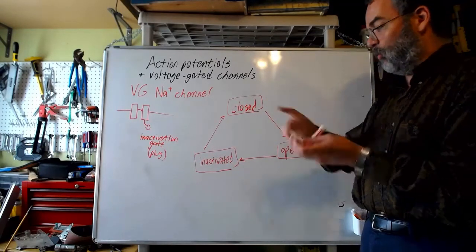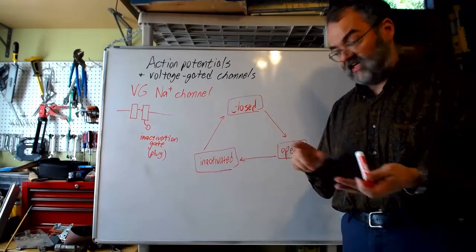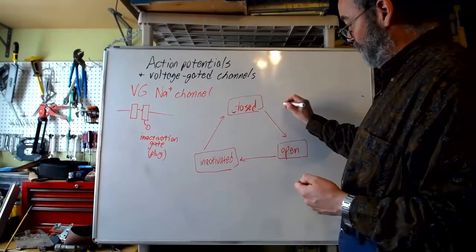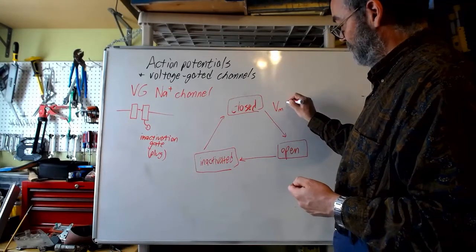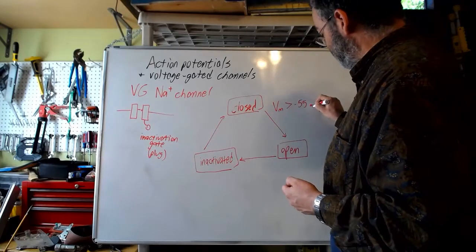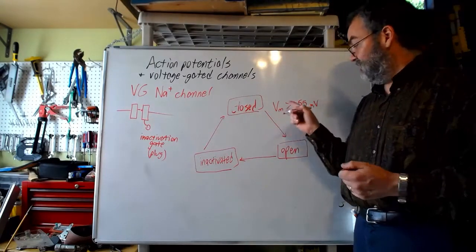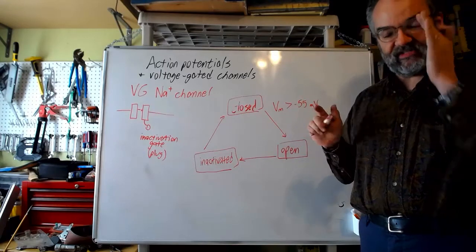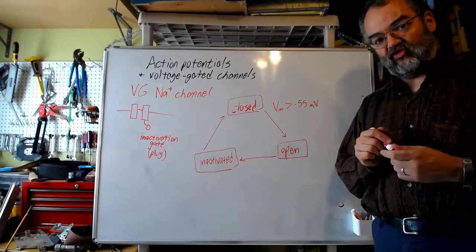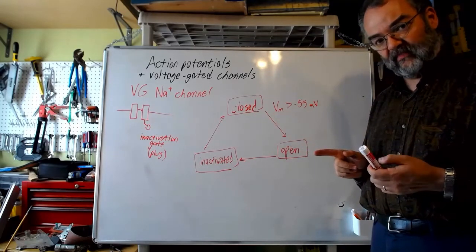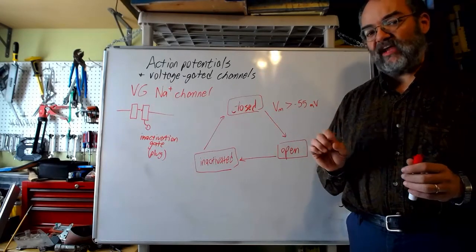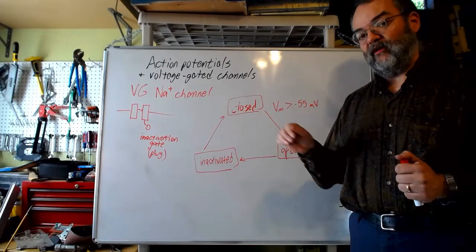So let's talk about what makes it go from one state to the next. If it's closed, the thing that will make it open is if the membrane potential goes above, that is more positive than, negative 55 millivolts. This is just a characteristic of how the channel works. The way this protein is constructed, that's about the membrane potential where it will switch from closed to open. Technically speaking, we would most accurately say that's when its probability of opening starts to increase.